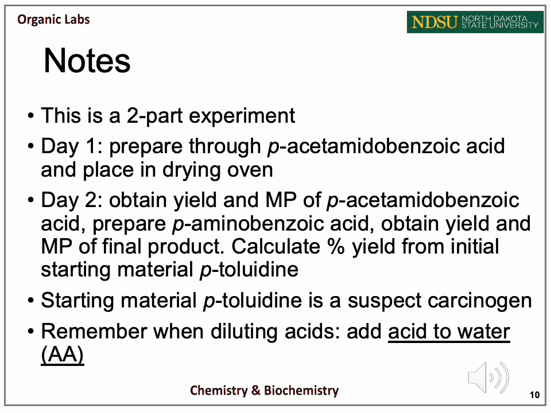A few final notes. Firstly, this is a 2-part experiment that will take place over 2 separate lab periods. On the first day, we will be preparing the acetoaminobenzoic acid and placing it in a drying oven. Then, we will put it back in our drawers to wait until the following week. The second day, we are going to be obtaining a yield and melting point of that para-acetoaminobenzoic acid, and then we're going to use it to prepare our para-aminobenzoic acid. Then we will obtain a yield and melting point of the final product, and remember to calculate the yield from the initial starting material, para-toluidine.